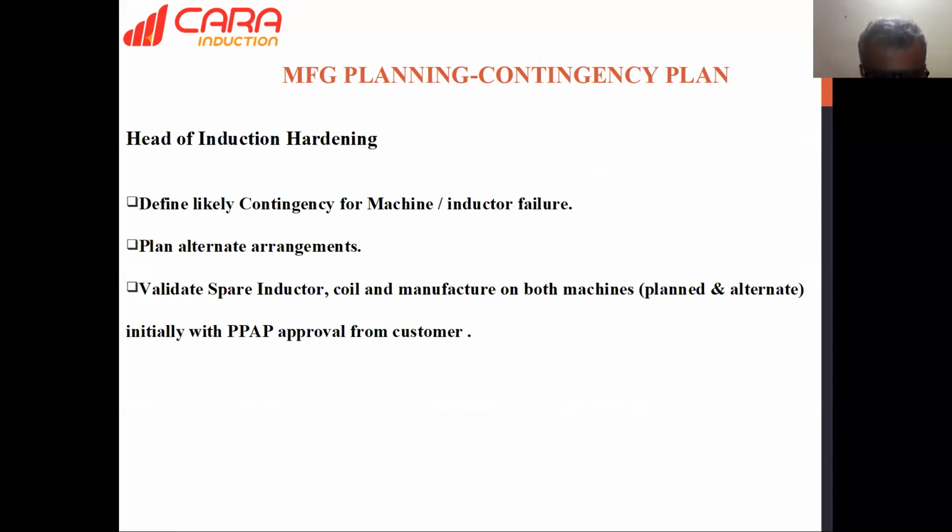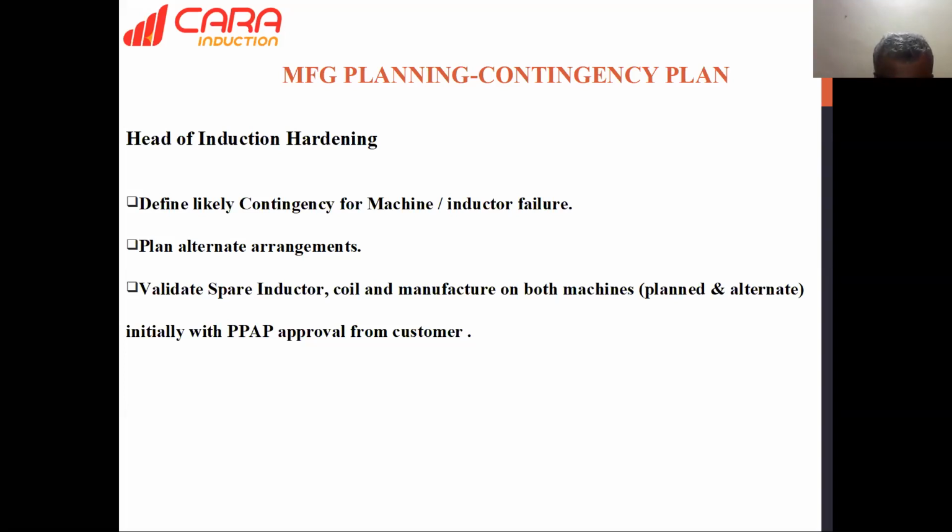In the induction hardening machine and our manufacturing plan, a contingency plan is always required. Contingency in the tooling: you always need to keep a spare inductor ready. Another thing is the machine. You have to establish or validate one part on 2 or 3 machines, so there is no problem and it is easy to make production schedules and all that.